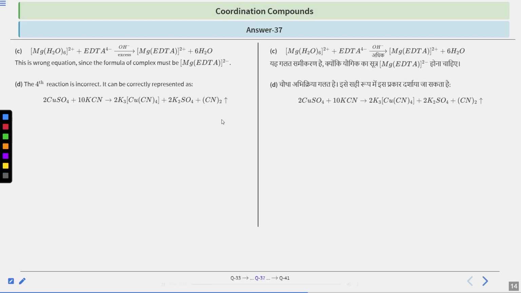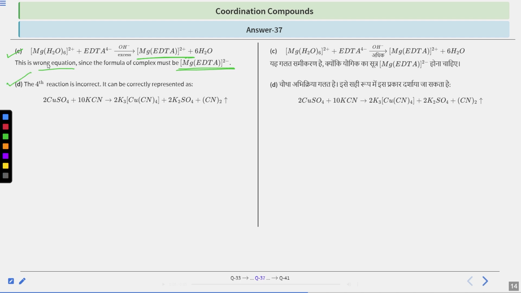If you see the third option, C, it is given [Mg(H2O)6]2+ plus EDTA4-. In the presence of NaOH or OH- excess amount, we will get [MgEDTA]2+ plus 6H2O. This is a wrong equation since the formula of the complex must be [MgEDTA]2-, not [MgEDTA]2+.